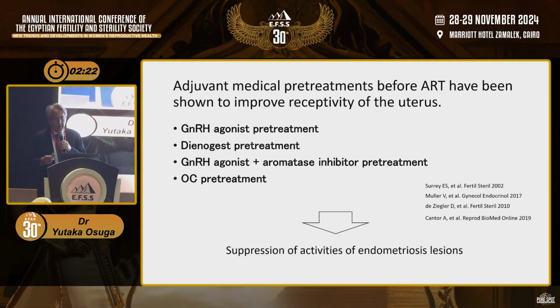Meanwhile, how about medical treatment? In terms of medical treatment, many adjuvant medical treatments before ART have once been shown to improve receptivity of the uterus, such as GnRH agonist pretreatment, GnRH antagonist pretreatment, and aromatase inhibitor plus GnRH agonist and OC pretreatment. Theoretically, they suppress the activity of endometriosis lesions. However, the evidence of this adjuvant treatment is very, very weak.